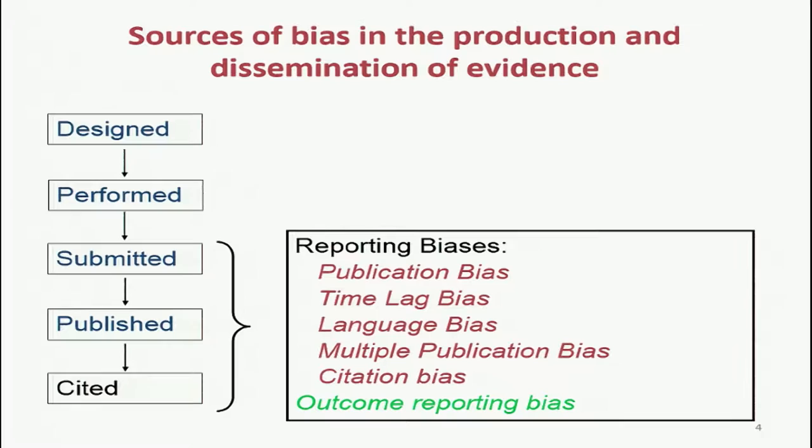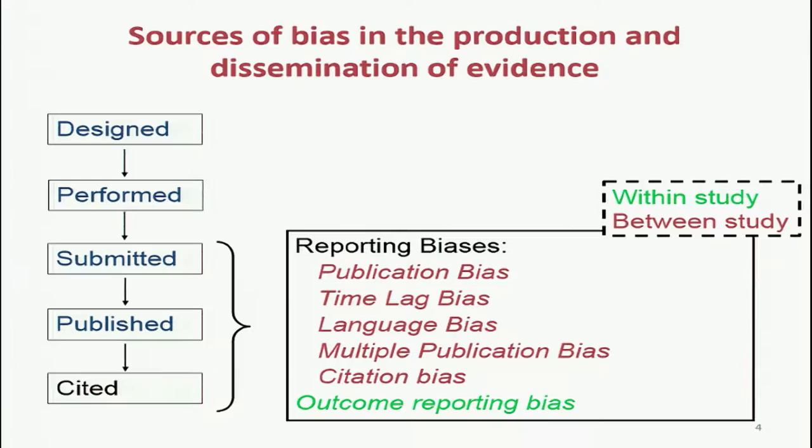And the biases that we're talking about here are publication bias, the fact that if you have a positive result or a statistically significant result, often that study is more likely to get published than a negative study. The time lag bias, which means that positive studies are more swiftly published. Language bias, which is something that we were interested in Switzerland, and I'll show you a few results on that, namely the fact that positive results tend to be published in English rather than, in my case, in German or French. Multiple publication bias, positive results are more likely to be published more than once, and of course they're more likely to be cited than negative results.